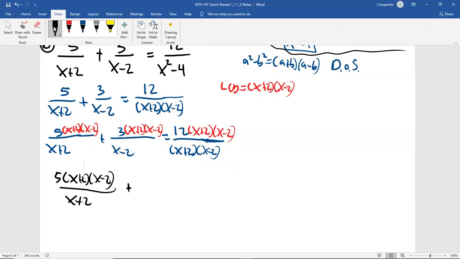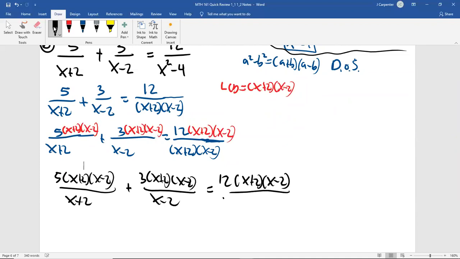So now we have 5, x plus 2, x minus 2, then plus the 3, x plus 2, x minus 2, over x minus 2 equals 12, x plus 2, x minus 2, over x plus 2, x minus 2, and then we cancel any common factors top and bottom. The x plus 2s are gone from the first, the x minus 2s from the second, and on that right side, everything except for the 12 is going to be gone.